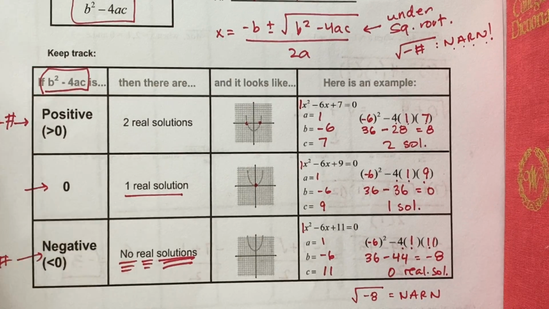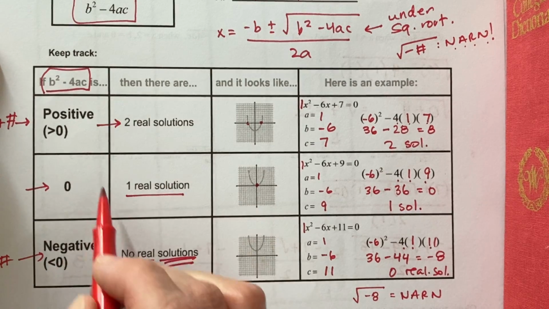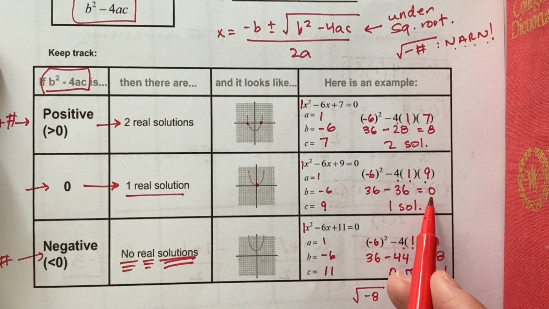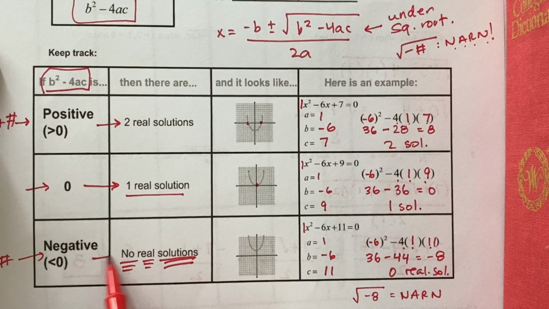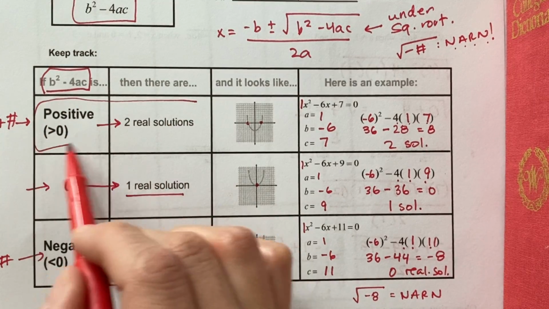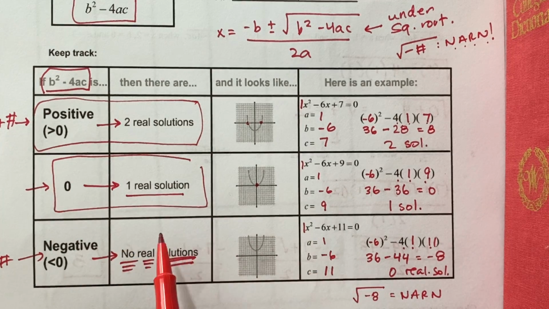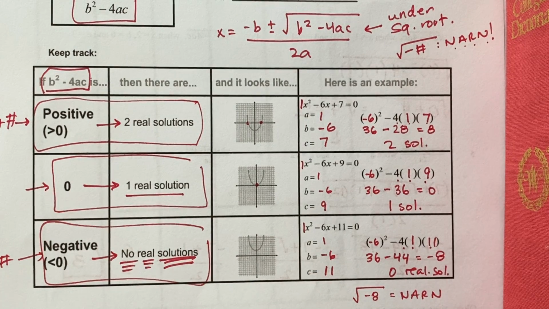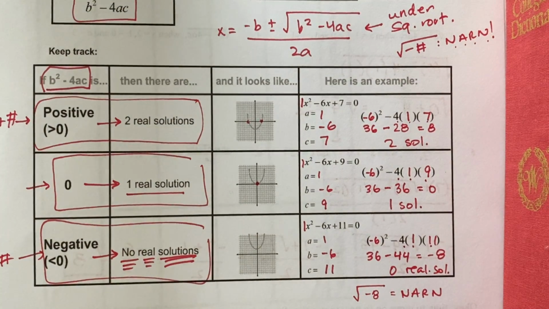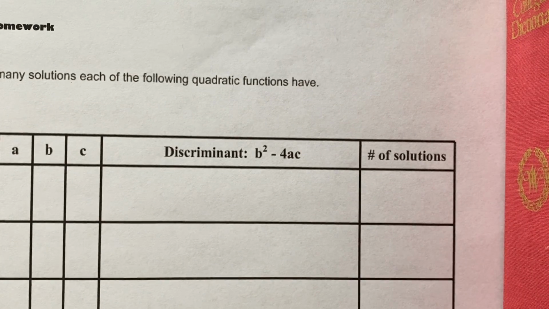And this idea that positive numbers yield 2 solutions, 0 as a discriminant yields 1 solution, and negative is no real solutions, again, it'll make a lot more sense when we do the quadratic formula. But for now, this is really what you need to understand: when you get a positive number, how many solutions is that? When you get a negative number, how many solutions is that, etc. Okay, now the last page of this is just practicing.